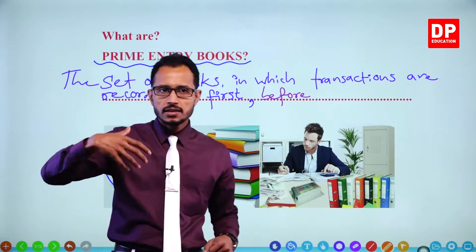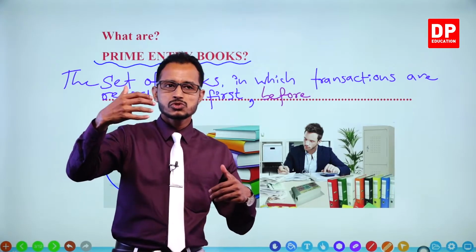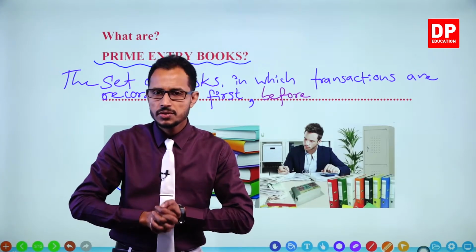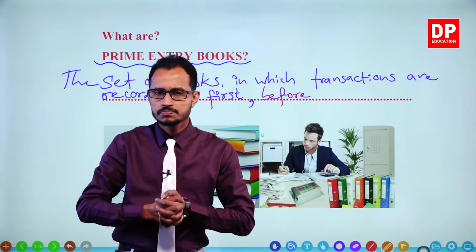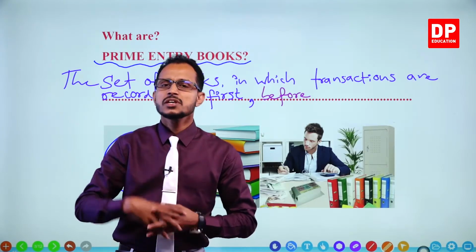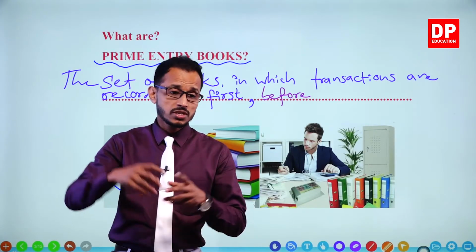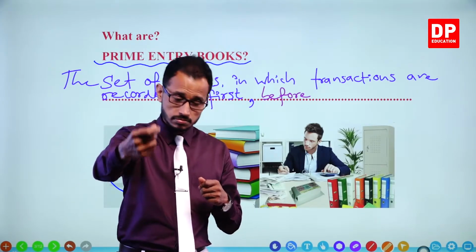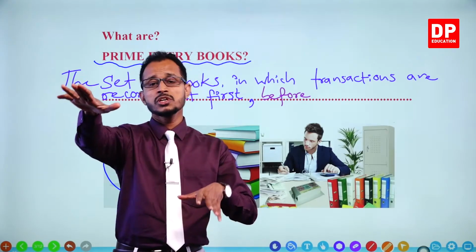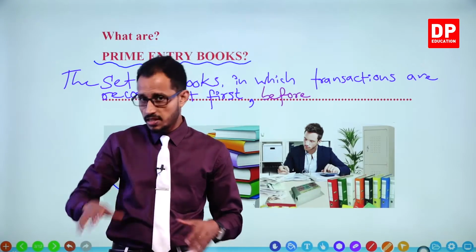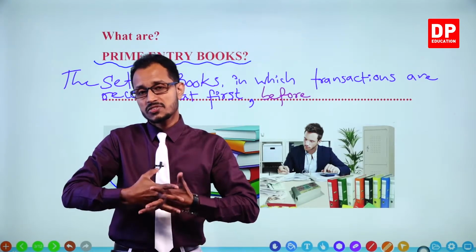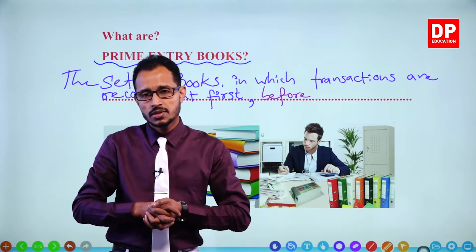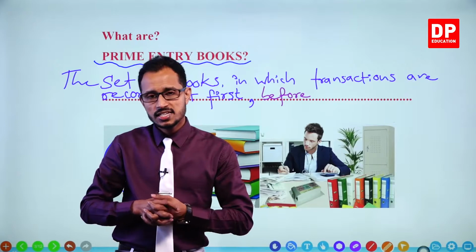Let's say that we sold goods worth 1,500 on credit. Goods were sold worth 1,500 on credit, without taking money, without paying. The customer took the goods, but we didn't get the money. So it's a credit transaction. That transaction we'll take as an example.